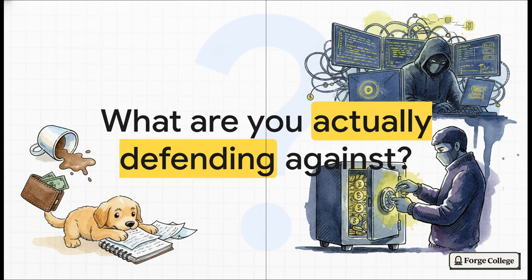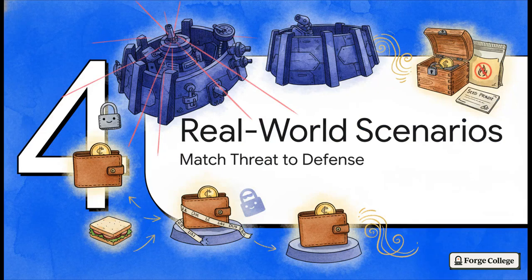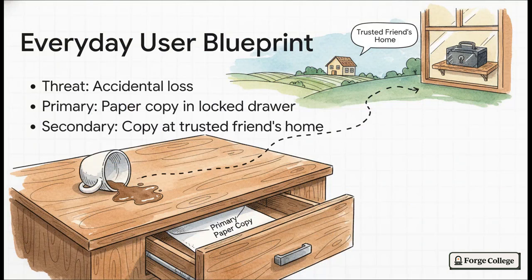But for right now, just remember, your defense needs to match your actual threat. Let's move to Section 4, real-world security scenarios. It's time to match threat to defense. I like to call this the Goldilocks approach to security. We want protection that is just right.